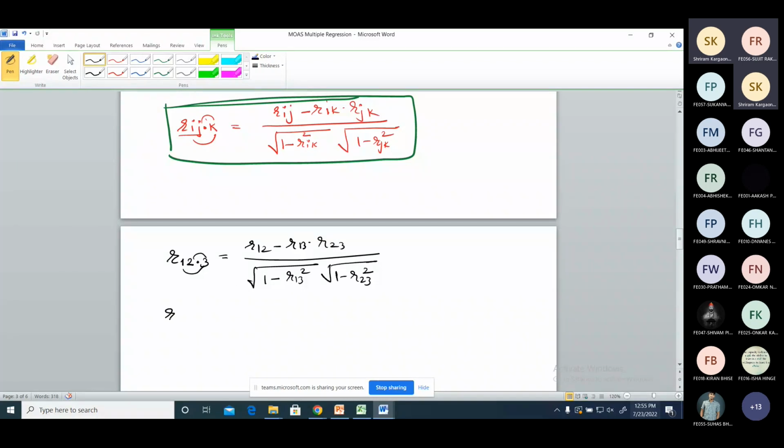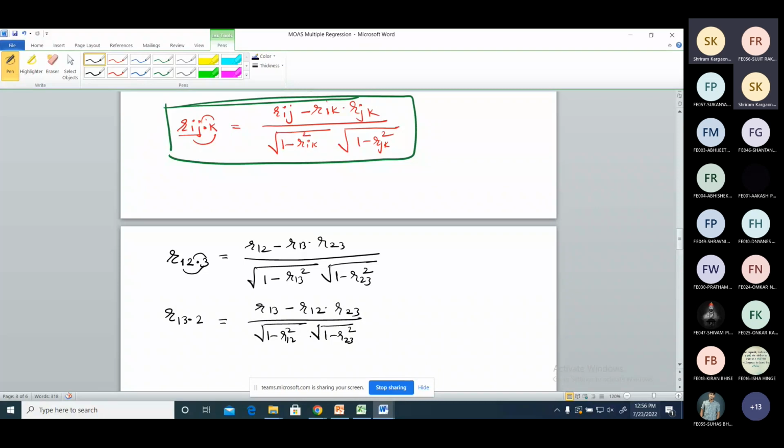Those who didn't understand, let's do this. R13 dot 2, the partial coefficient between x1 and x3 keeping x2 constant. How can you write it? It is R13 minus R12 into R23, and in the denominator 1 minus R12 square into 1 minus R23 square, under the square root. In this way you can remember it. Understand?